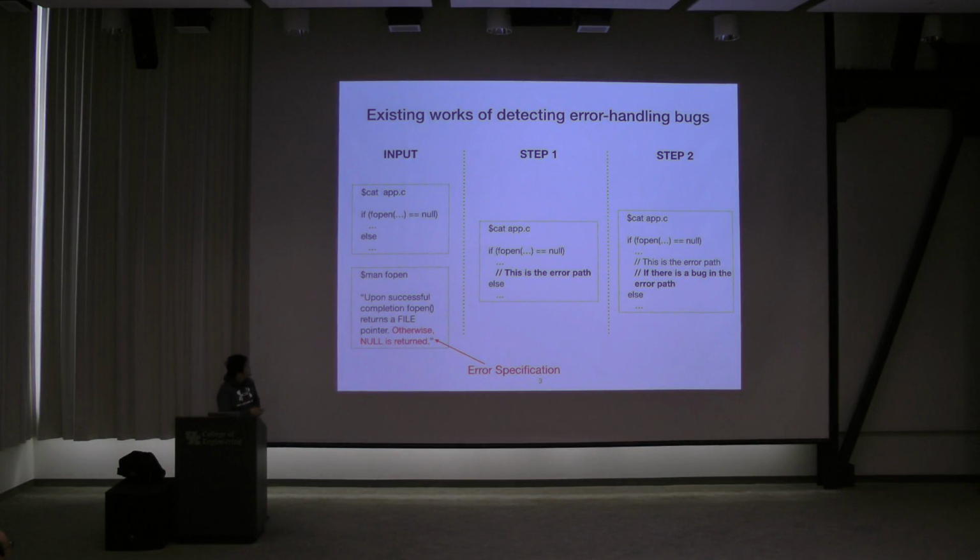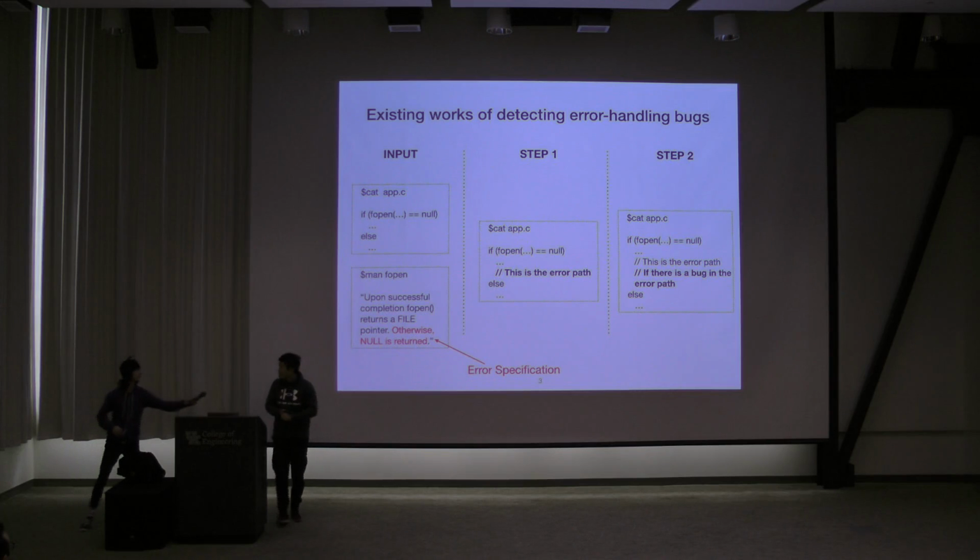There are many existing works on detecting error handling bugs. These works typically require two inputs. The first one is source code. The other is error specification. Here, error specification describes whether a function can fail, and if yes, how the function communicates with its caller. For example, in this case, fopen will return a valid pointer on success and return a null pointer on error.